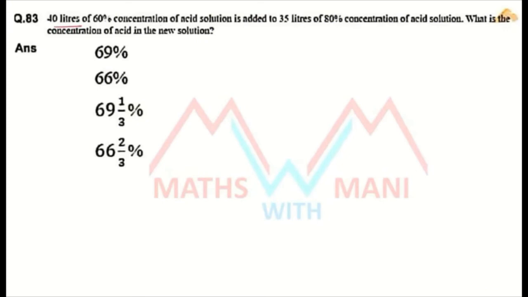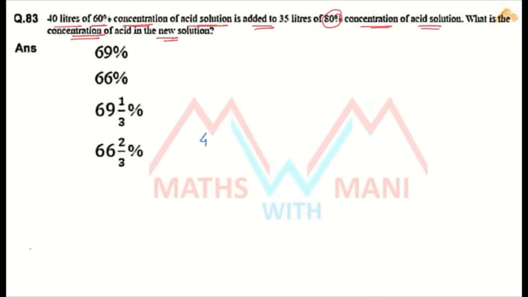Next, 40 liters of 60% concentration acid solution is added to 35 liters of 80% concentration acid solution. What is the concentration of acid in the new solution? Here, which method can you use? Alligation method. Mixtures and alligation.